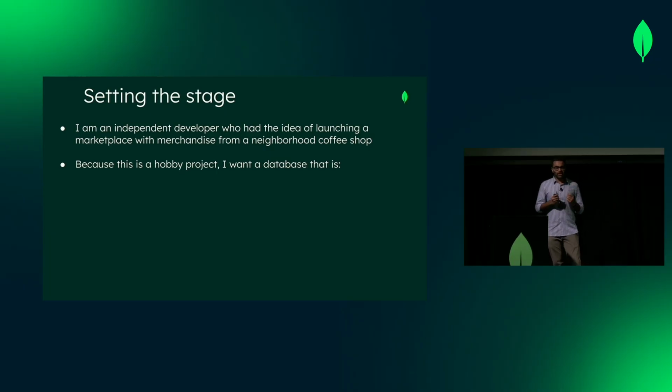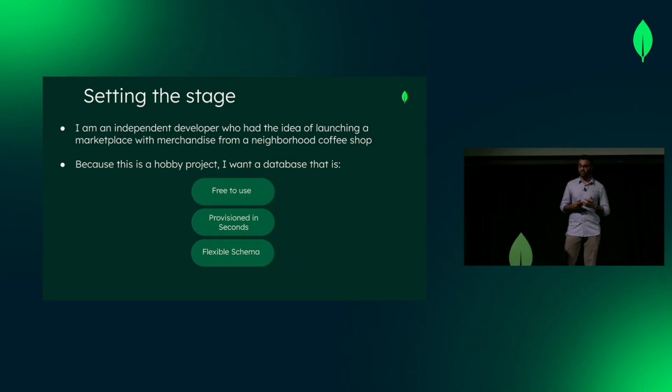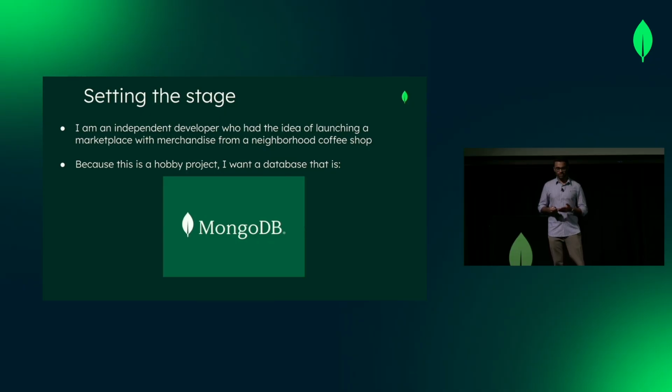Now, because this is a hobby project, I have a few key requirements for the database that I'm going to be using. The first is I want this database to be free or cheap to use, because I don't know what the potential losses of the project are going to be. The second is I want this database to be provisioned in seconds, so that I can get started ASAP. The third is I want a flexible schema, because if the business requirements change in the future, I want the database to be able to adapt to it. And the fourth is I want this database to be scalable so that when my application grows, my database grows with it. As you will see, MongoDB Atlas is all of the above and more.